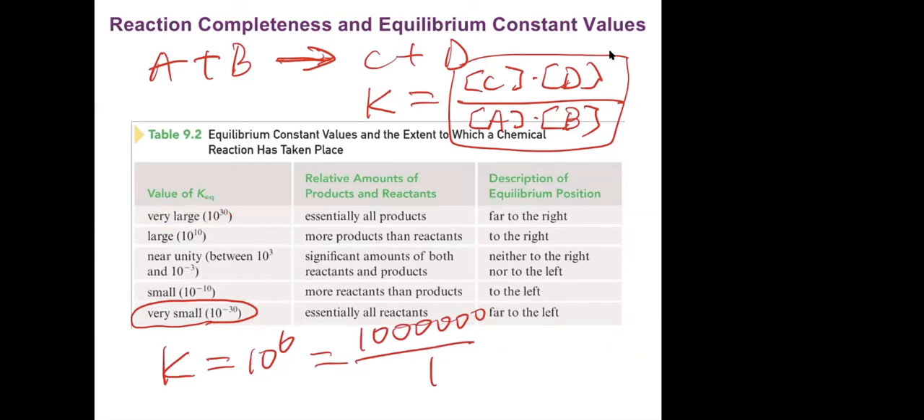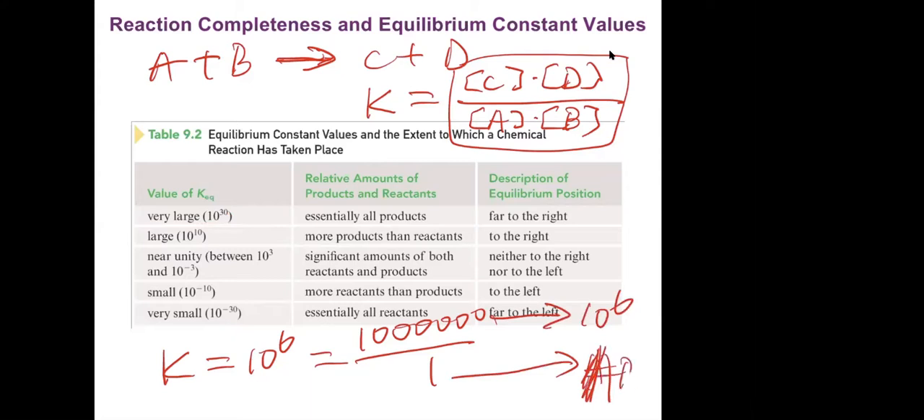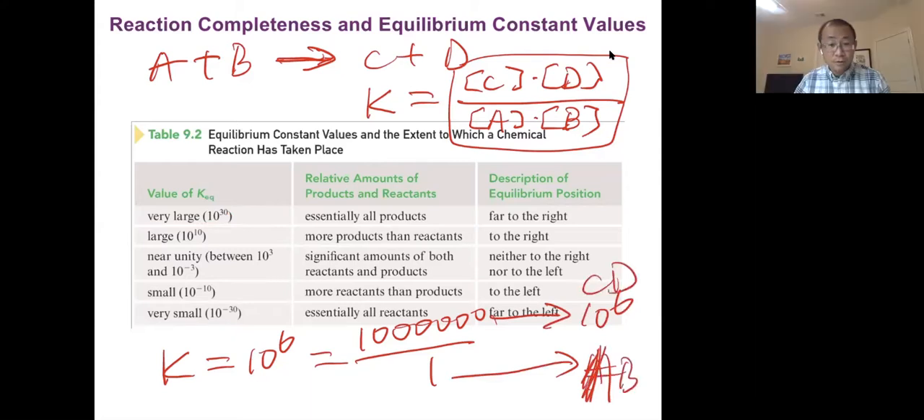Yes. If K is a million, a million to 1 means C and D is a million, and A and B is 1. Is that right? So it means you have a million products and 1 reactant. The reaction favors the product. We assume the reaction is 100% complete already. Out of a million, you only have 1 reactant left. The reaction is clean. You almost have no A and B left. Does it make sense now, guys?